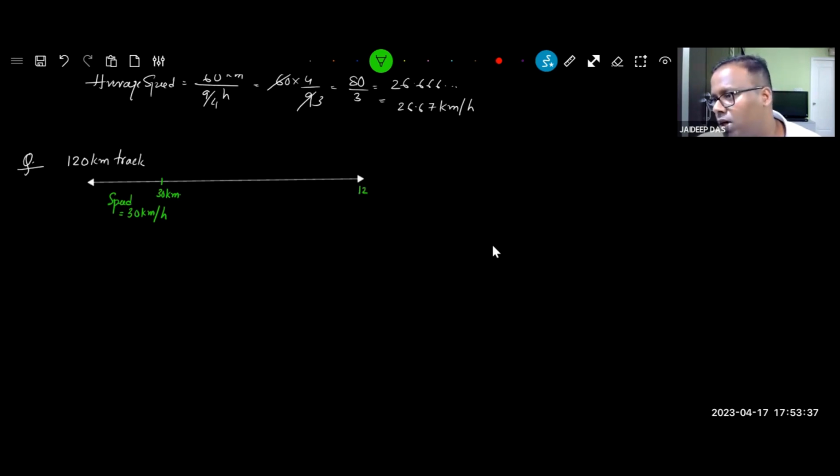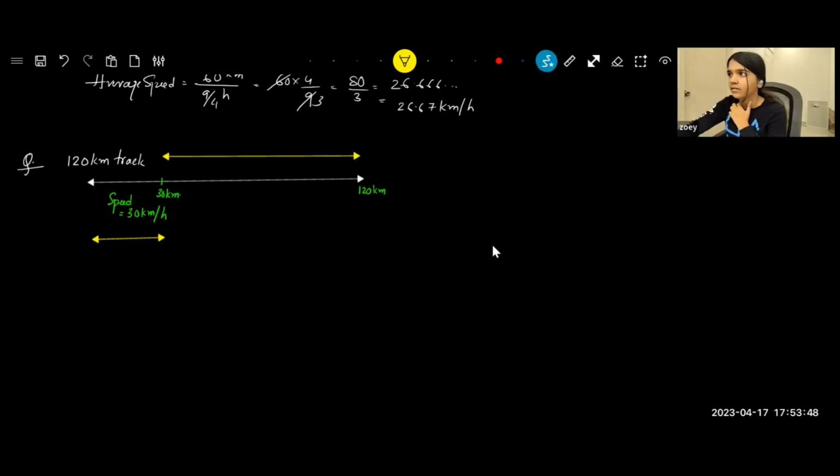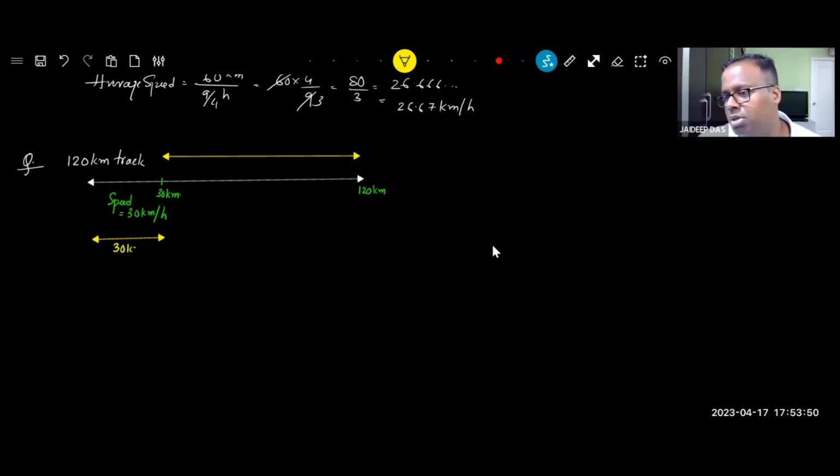This is 120 kilometers. So the question they are asking you is, this much is 30. Then what is this stretch? 90. Very good. This much is 30 kilometers, so this much is 90 kilometers. Now they are asking you, what should be the speed of the train?